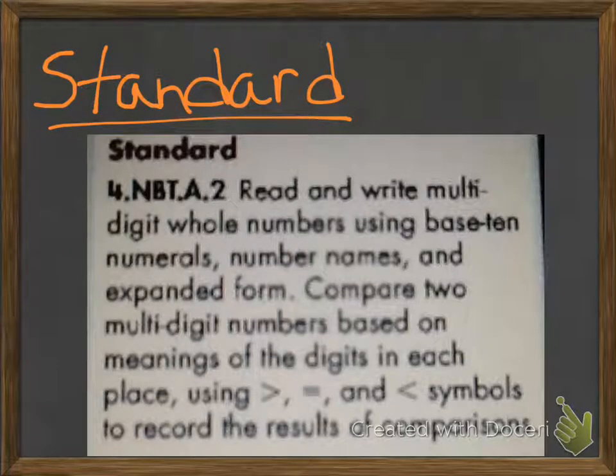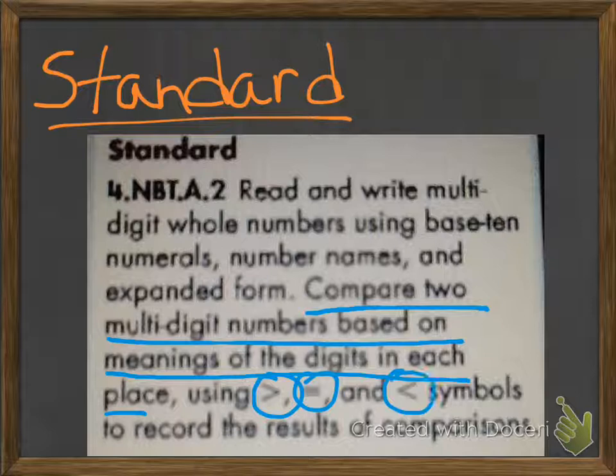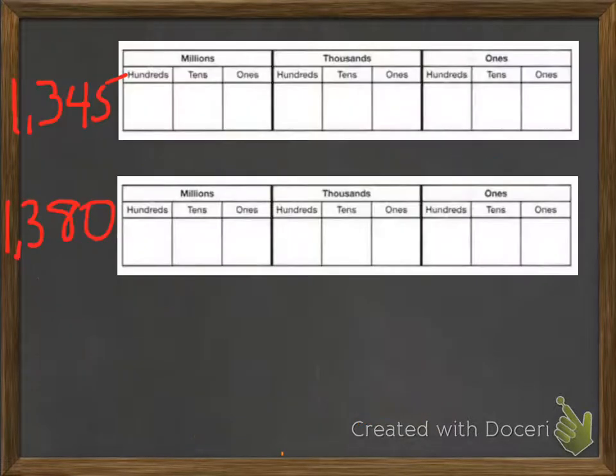Let's take a look at our standard. The standard is read and write multi-digit whole numbers using base 10 numerals, number names, and expanded form. But in this lesson, we're going to really focus on comparing two multi-digit numbers based on meanings of the digits in each place and using greater than, equal to, and less than symbols to record the results of the comparisons. So that's what we're looking at in this lesson. Our focus is how can place value help you compare whole numbers. So let's take a look at our first one.